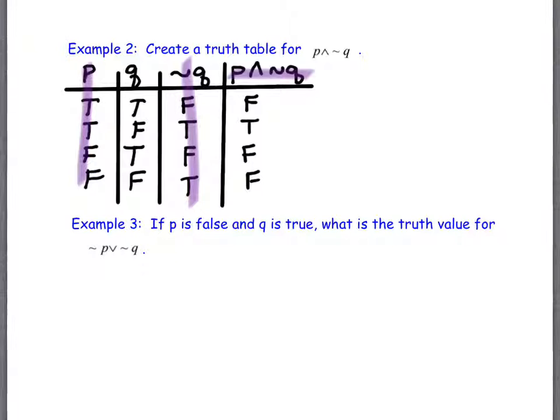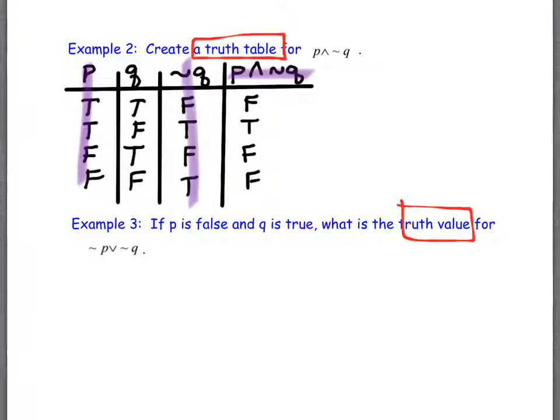Now notice the directions here. This one said to create a truth table, right? Which is exactly what we did. I draw your attention to that because it doesn't say that on example 3. What does it say we're supposed to be finding? A truth value.